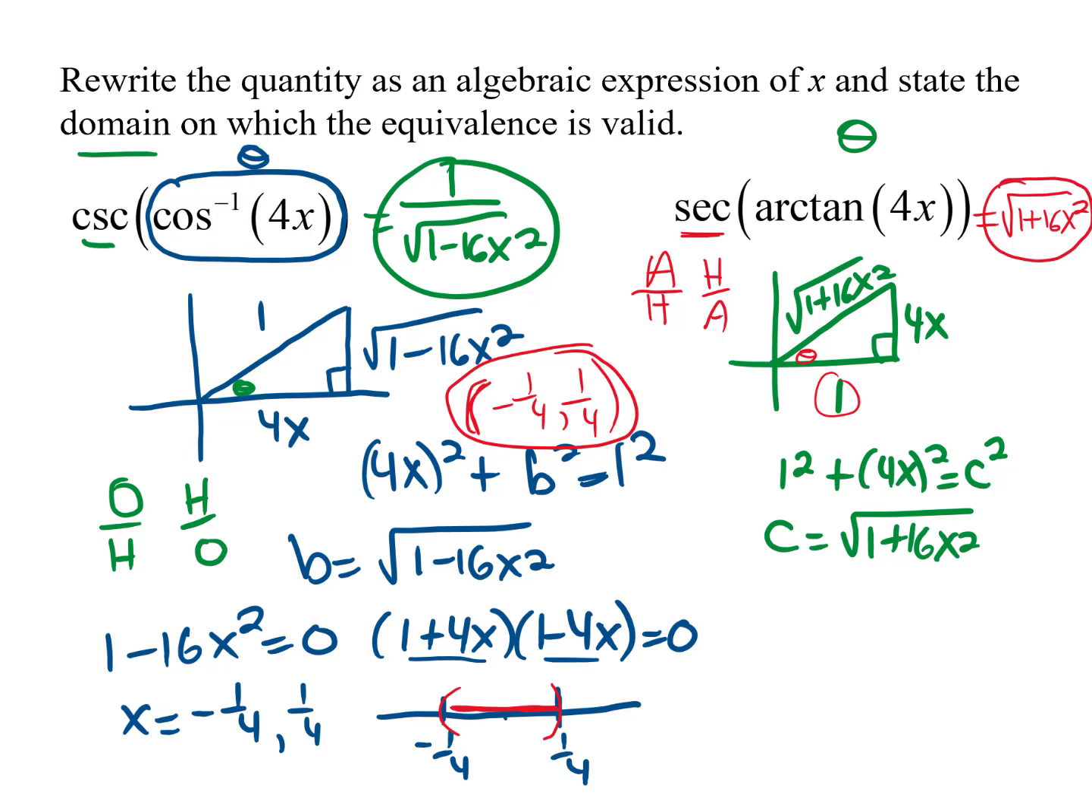Now looking at the domain, well, because 16x squared is positive and then I'm adding 1 to it, I'm always going to have a positive under the square root. And I don't have to worry about dividing by 0 since there's not a fraction. And so our domain is all real numbers, and we say that in interval notation by saying negative infinity to infinity.